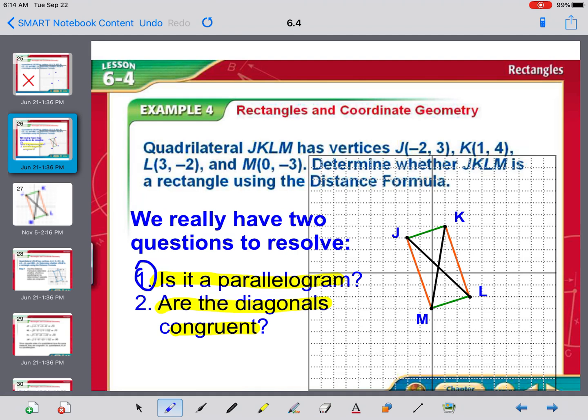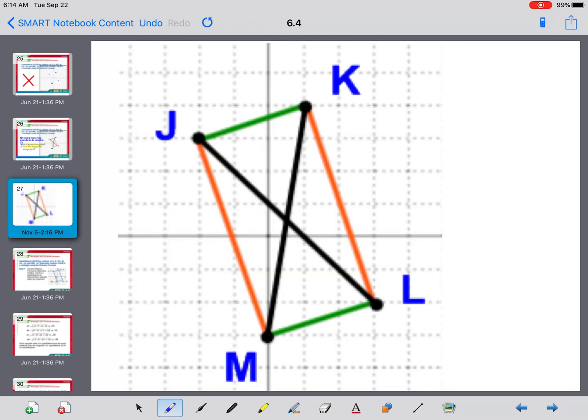Because the first one proves that it's a parallelogram. It doesn't prove that it's a rectangle. So we have to do both. So the first thing I would do over here is make sure that this is rise 1, run 3, rise 1, run 3. Those are parallel. I'm going to erase it because I don't want all that in there. And then rise 6, run negative 2, rise 6, run negative 2.